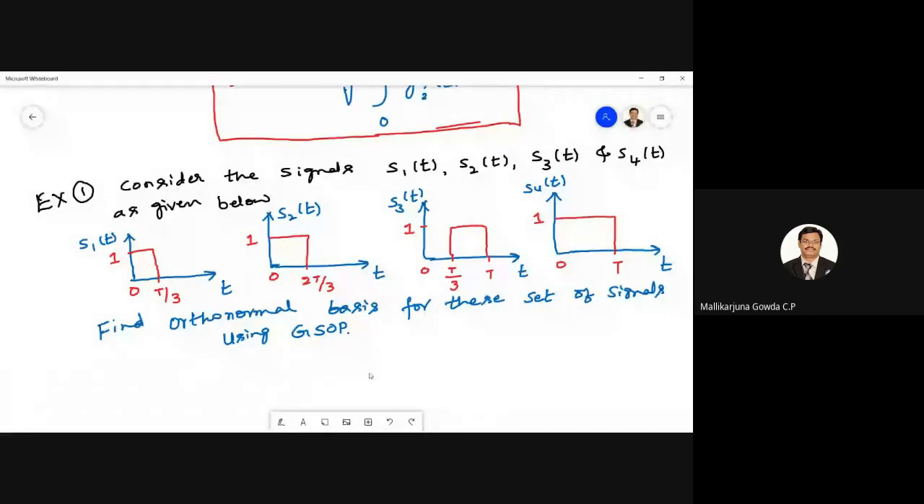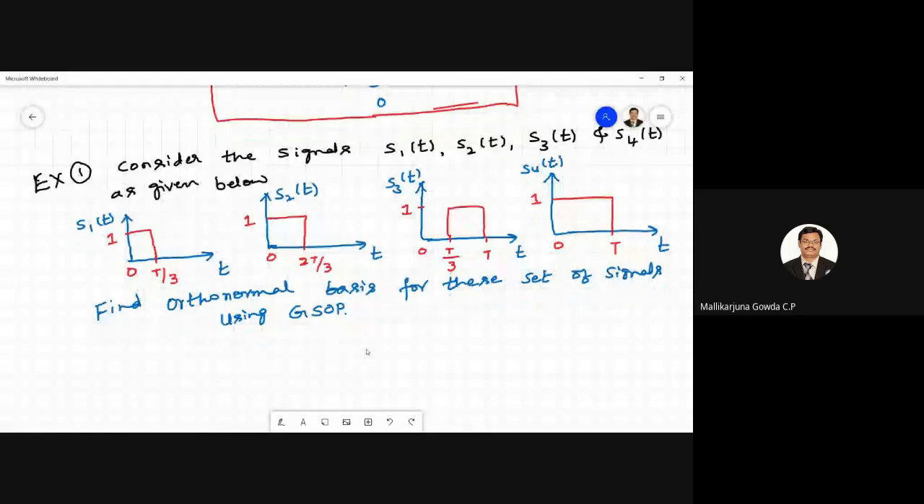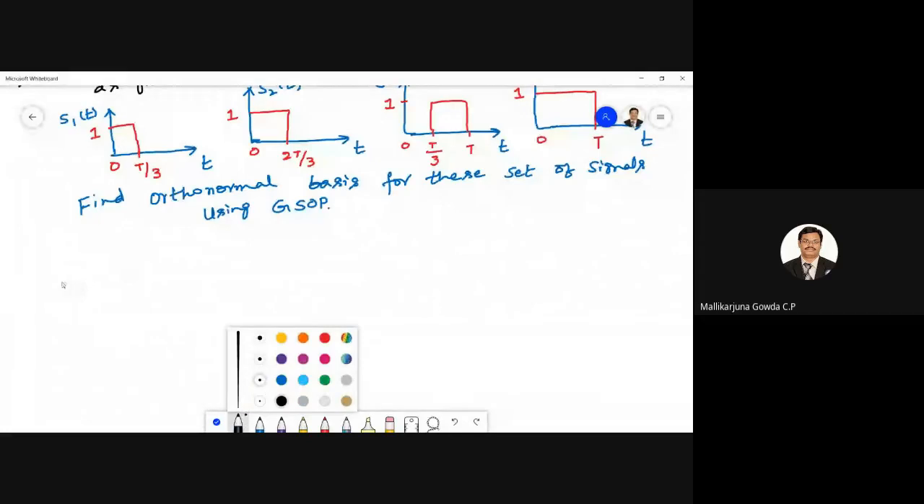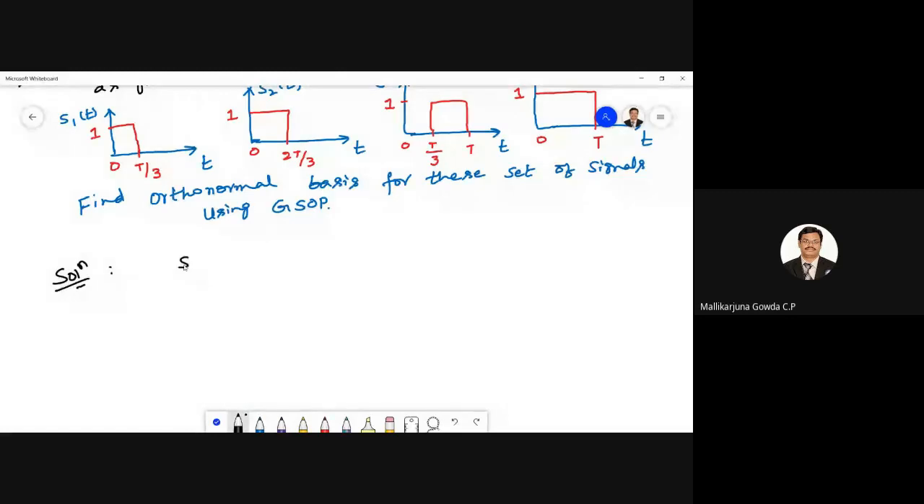As a beginning step, as a solution part, first you need to observe. I can write S4 of t will be equal to S1 of t plus S3 of t. So I understand that the number of basis functions will be less than or equal to the number of energy signals. Since S4 of t depends on these two signals, I will get less than 4. Okay, that is fine.